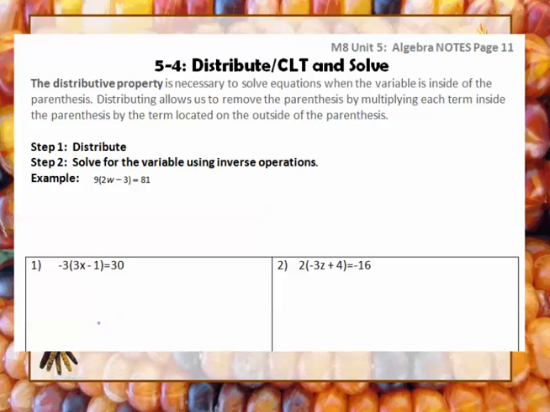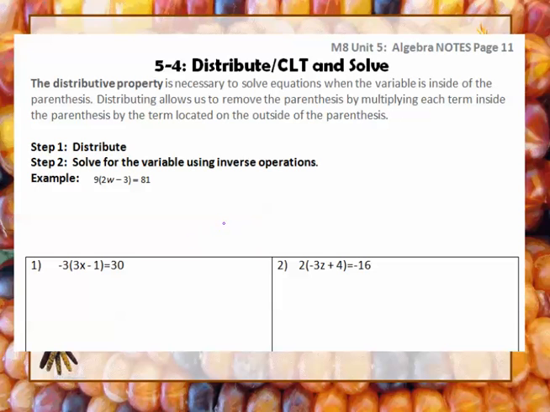Hi there, class. Today we're on Notes 5-4, Distribute, Combine Like Terms, and Solve. We're on Notes page 11 in your binder. So now that we know how to do the distributive property and how to combine like terms, we need to see how we do that when we're solving an equation.